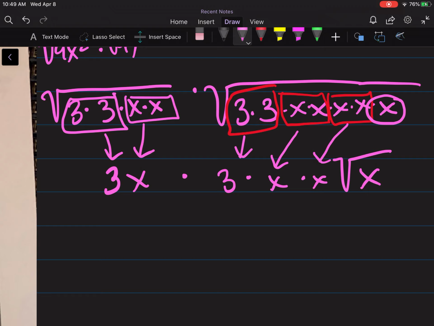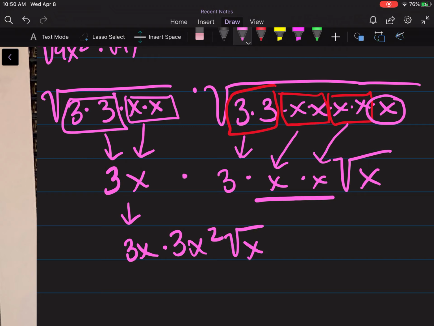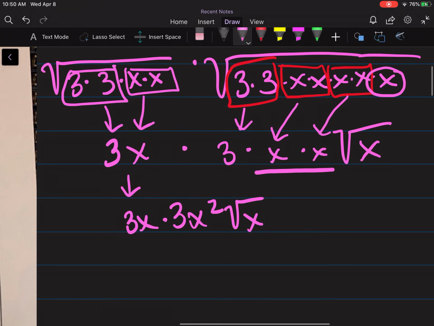Now 3x, I can't do anything with that, so I'm going to drop it down. This 3, the second 3 right here, I'm just going to drop it down too. Now x times x, I know, is x squared. And then root of x, well, I'm just going to drop that down because I'm done there. Now, there's an invisible 1 here with that 3. Now, when you have your big numbers, the 3 times the 3, we're just going to multiply them. So 3 times 3 is 9. Bring the x variable down.